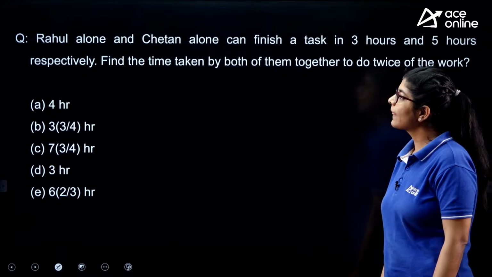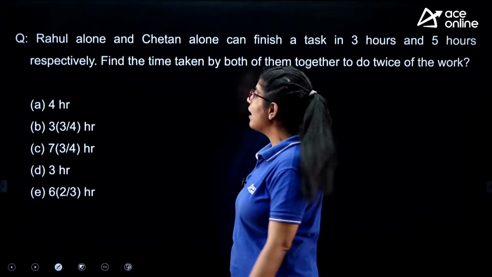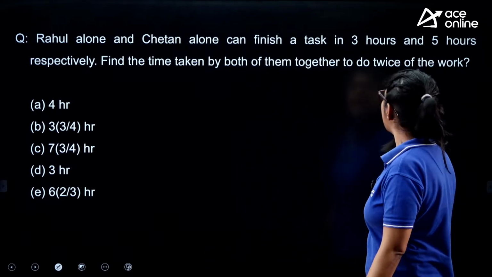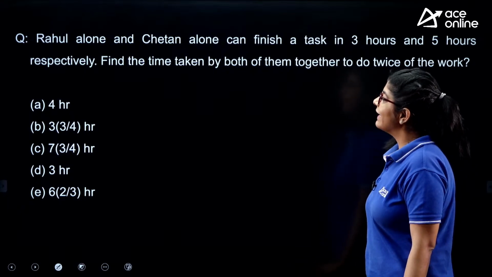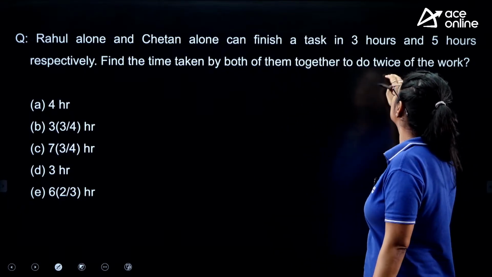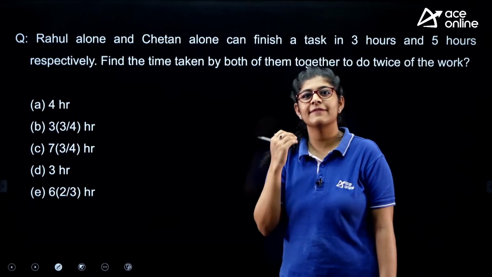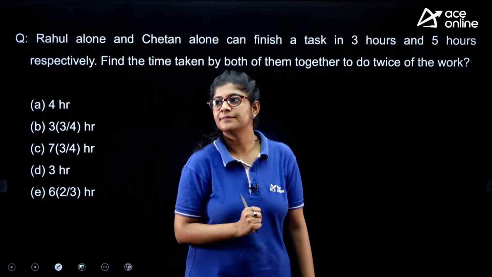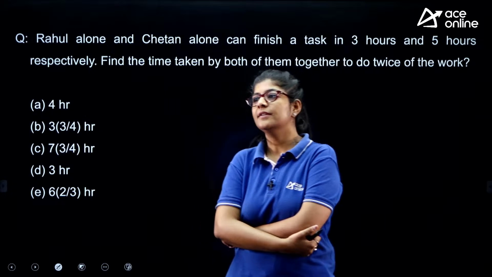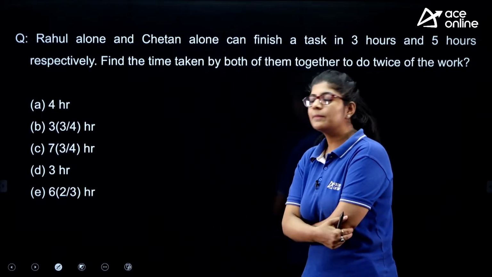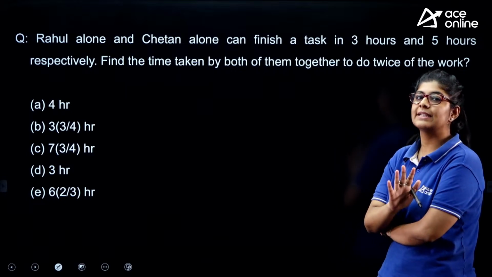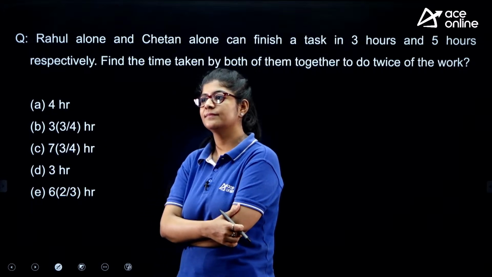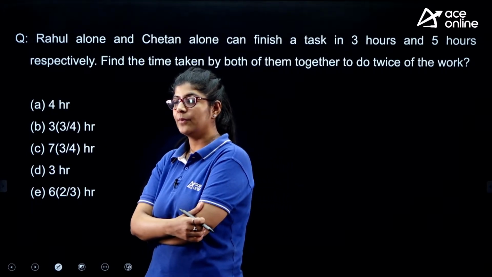Okay, next. The next question says that Rahul alone and Chetan alone can finish a task in 3 hours and 5 hours respectively. Find the time taken by both of them together to do twice the work. Again, it's a very easy one. It hardly takes 30 seconds to solve this particular question. Very good. So what answer are we getting for this one? Very good, Moeda, very good.